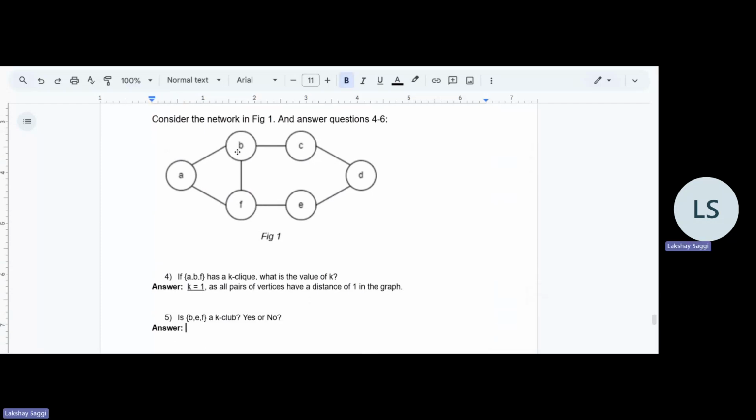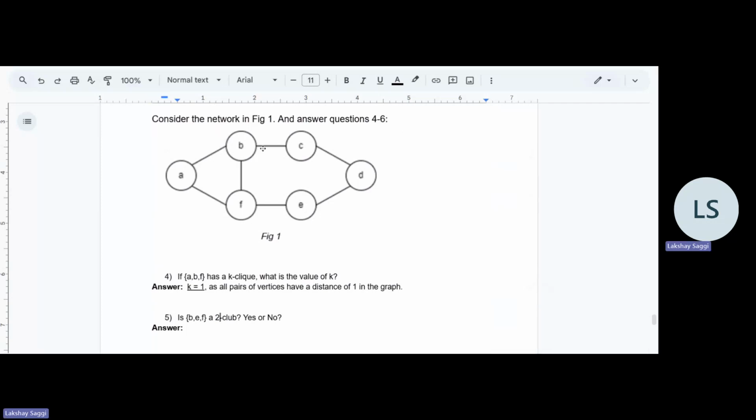And the next problem is the set B, E, and F. Is this a K club or not? So this B, F, E. Okay, maybe not a K, but I think we should be talking about maybe a 2-club.